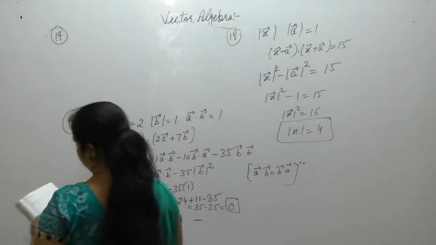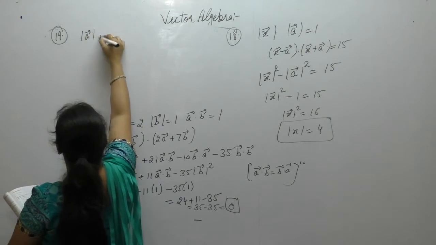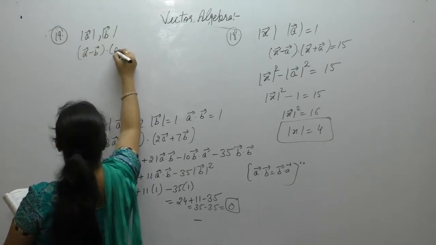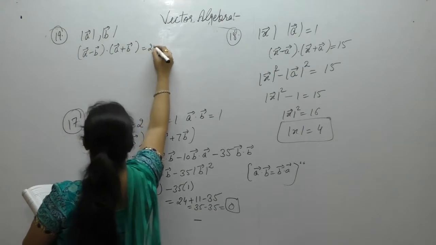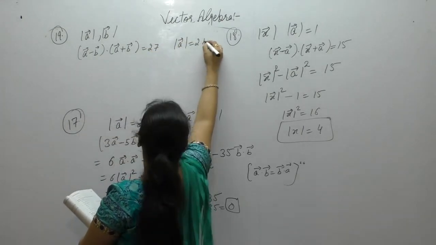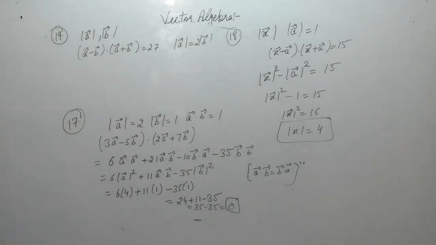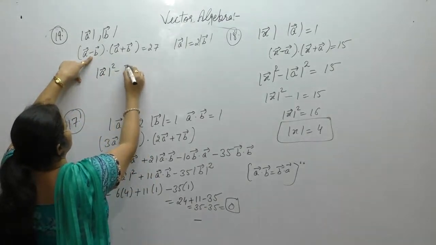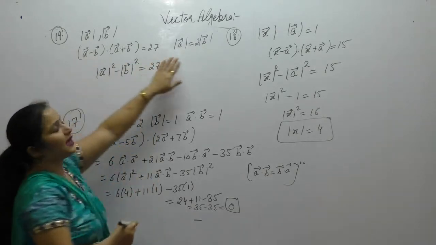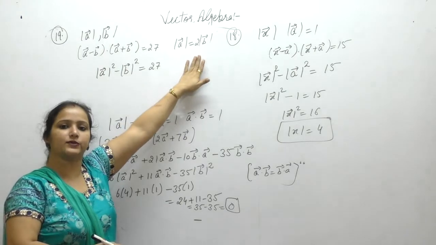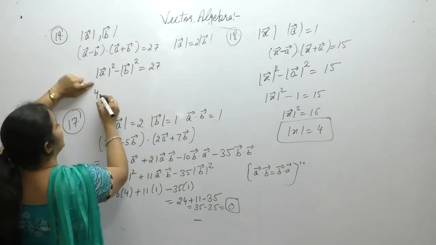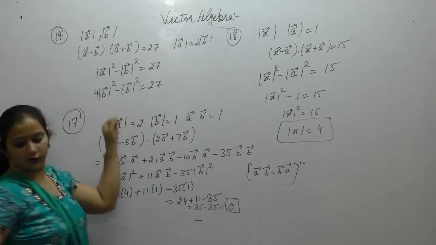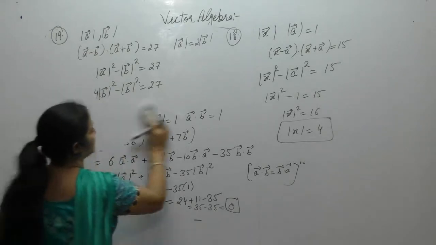Now next one: find the magnitude of vector A and the magnitude of vector B if (A minus B) dot (A plus B) is 27 and the magnitude of vector A is 2 times the magnitude of vector B. Now A plus B dot A minus B is equal to modulus of A square minus modulus of B square. We have given that modulus of A is equal to 2 times modulus of B. Put this value here: 2 square is 4, modulus of B square minus modulus of B square, 4 minus 1, 3 modulus of B square.